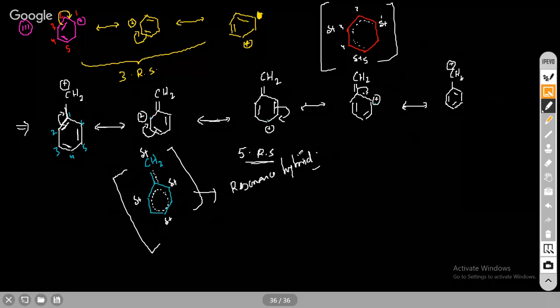Understood. So this is how we draw the resonating structures or various resonating structures possible. Okay. One last example we'll see, and then we'll see the R effect, plus R effect and minus R effect. Okay, one last example we'll see.